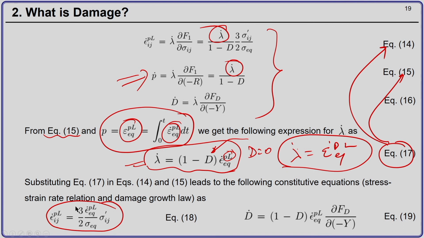So, this is the constitutive relation: epsilon dot PL ij equals 3 by 2 epsilon dot PL equivalent divided by sigma equivalent into sigma dash, and the damage growth d dot is (1 minus d) into the rate of equivalent plastic strain into the differentiation of the dissipative part of the plastic potential with respect to the dissipative part of the thermodynamic force corresponding to damage d.